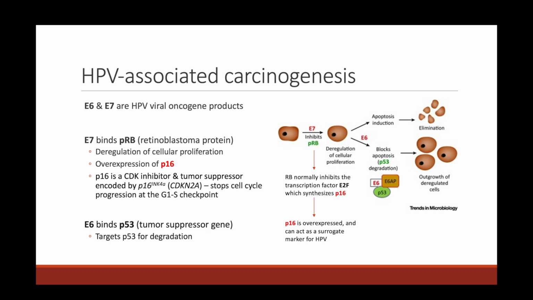So basically, HPV is bad. It leads to E6 and E7, which are oncogene products of the virus. And oncogene means a cancer-causing gene. And these proteins bind things in our DNA that normally regulate the cell cycle. And by dysregulating our cell cycle, they cause uncontrolled cell division, which is kind of the definition of cancer.